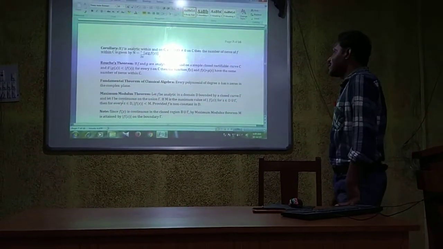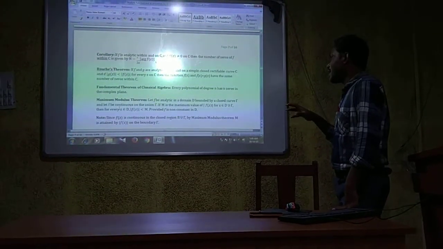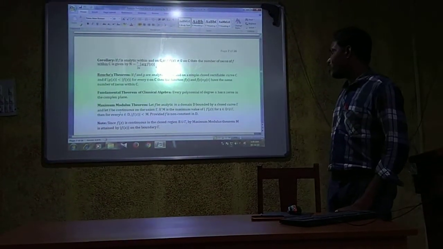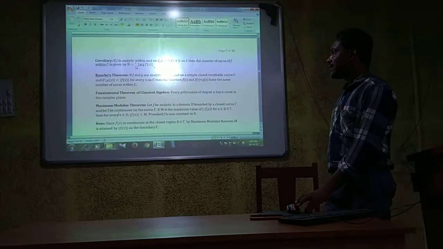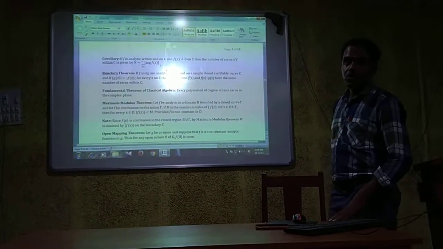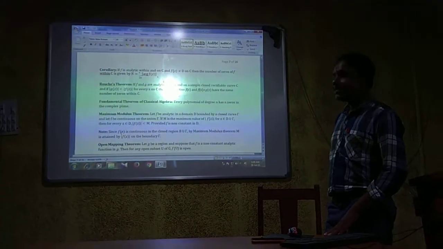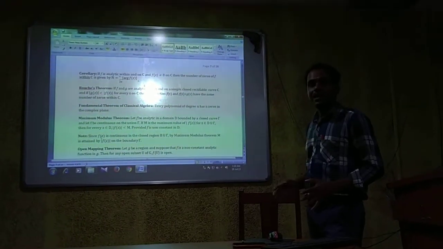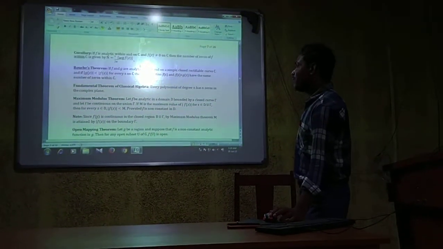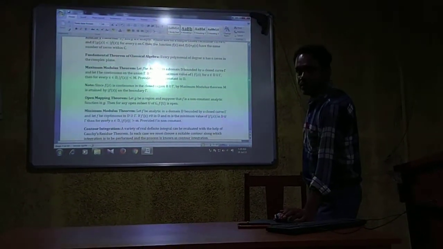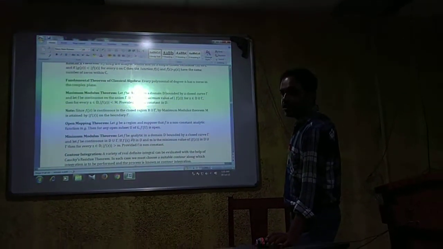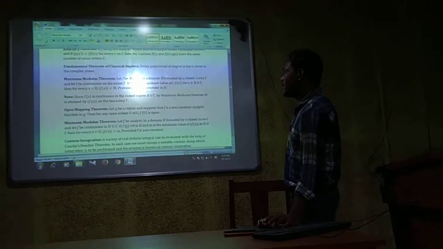If f is analytic in a domain D bounded by a closed curve gamma, and let f be continuous on the union D union gamma, M is the maximum value of mod of f(z) for z belonging to D union gamma, then for every z belonging to D, mod of f(z) is less than capital M, provided f is non-constant in D. Here, the most important thing is that the maximum value is attained on the boundary of the region, the boundary of the domain. And for the minimum modulus theorem, we just include an extra condition, f(z) not equal to 0. Okay, this is the minimum modulus theorem.